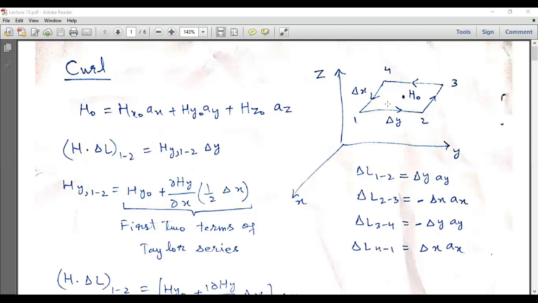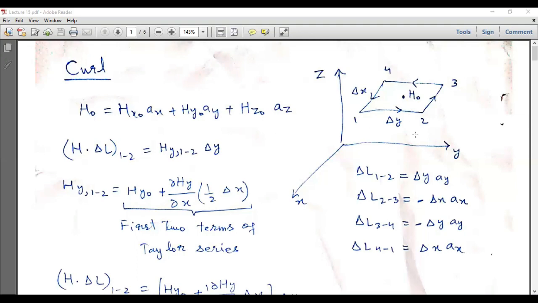and the expression for curl will be derived at the end of this discussion. So at this point, I have the magnetic field intensity as H naught, and H naught is equal to Hx naught Ax plus Hy naught Ay plus Hz naught Az. And let's apply Ampere's law on these four differential lengths. And H dot delta L from path 1 to 2 is equal to Hy from 1 to 2 multiplied by delta y. Okay, so dl is equal to delta y from path 1 to 2, and H from 1 to 2 is equal to Hy.